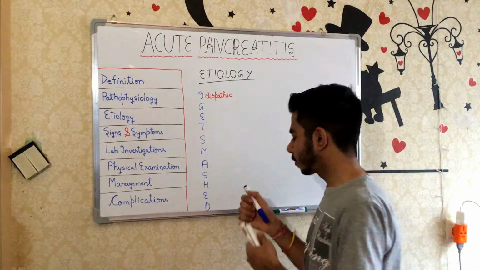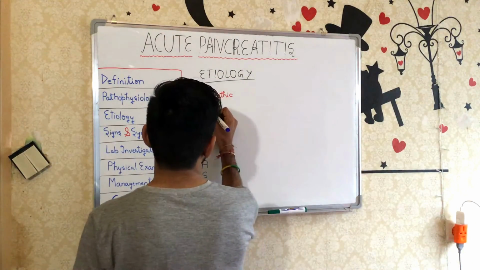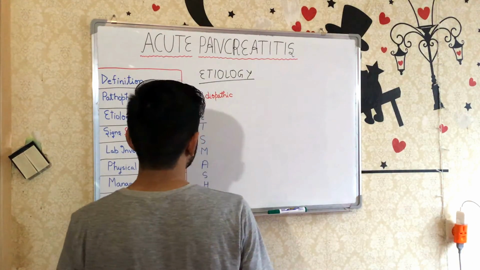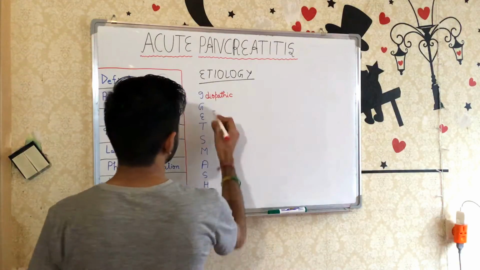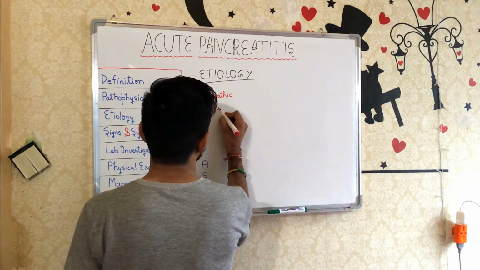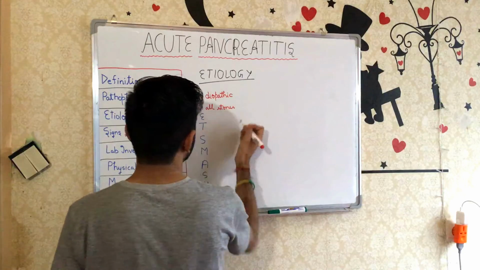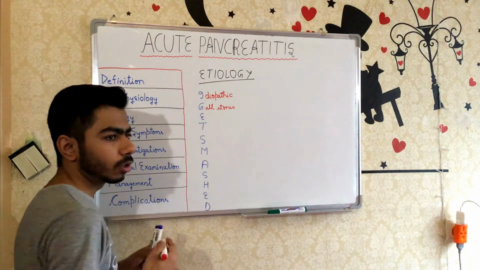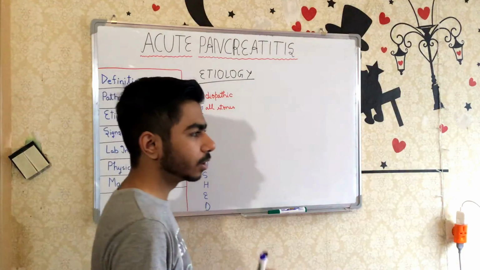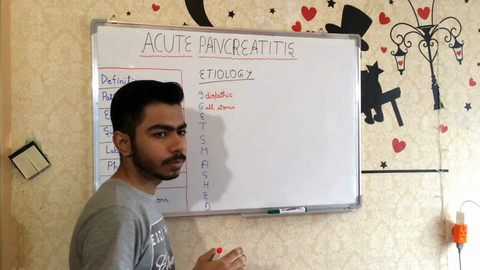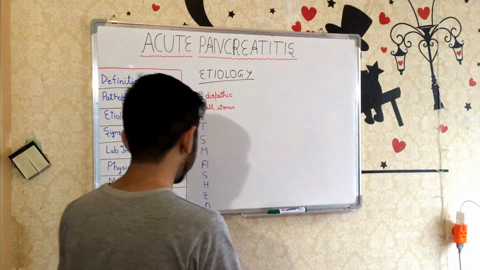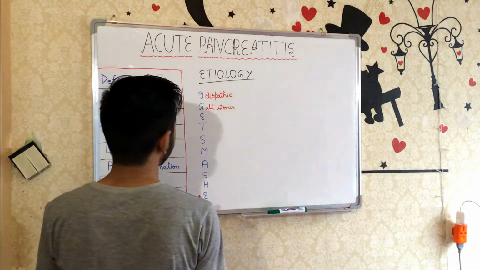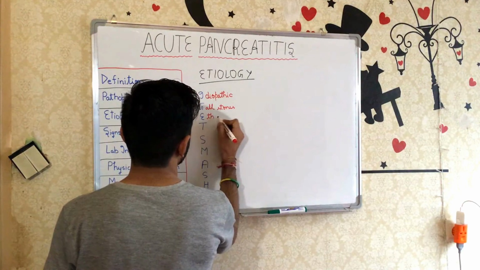Idiopathic. G means it's gallstones. In most of the patients, gallstones and E for ethanol are the major causes, as I've already mentioned, the major causes for acute pancreatitis. So E, it's ethanol.